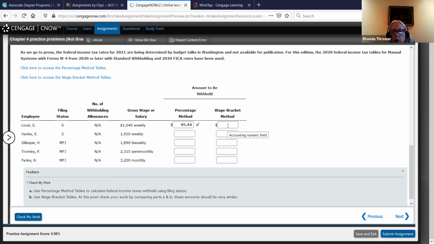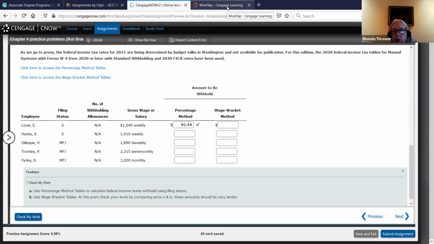The other method that they're asking for is the wage bracket method. So to calculate the wage bracket method, we could go to those same tables. Remember, on the wage bracket method, it's a different table. It would be table B. And you have to keep in mind that this was a weekly salary. This person was single, in order to calculate the correct amount of federal tax using the wage bracket method.